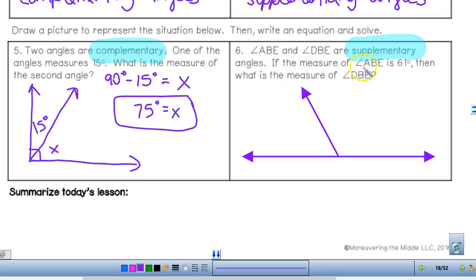If the measure of angle ABE, so I'm going to start A, B, the letter in the middle is always in the center, ABE, and from A to B to E is 61 degrees. So I'm going to label that 61 degrees. And our job is to figure out what's the measure of angle DBE. So I already have the B and the E. I'm going to add the D out here. And I'm going to label angle DBE as X because I don't know how big that angle is.